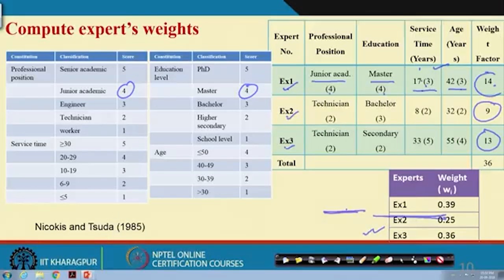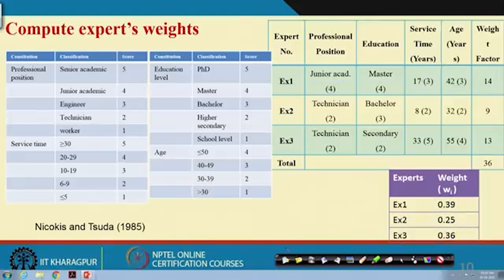So, now you have to find out these normalized weights. Normalized weight will be the individual weight divided by the sum. So, 14 by 36 is 0.39, 9 by 36 is 0.25, and 13 by 36 is 0.36. So, these are the experts' weights. How will it be explained? It will be explained something like this.